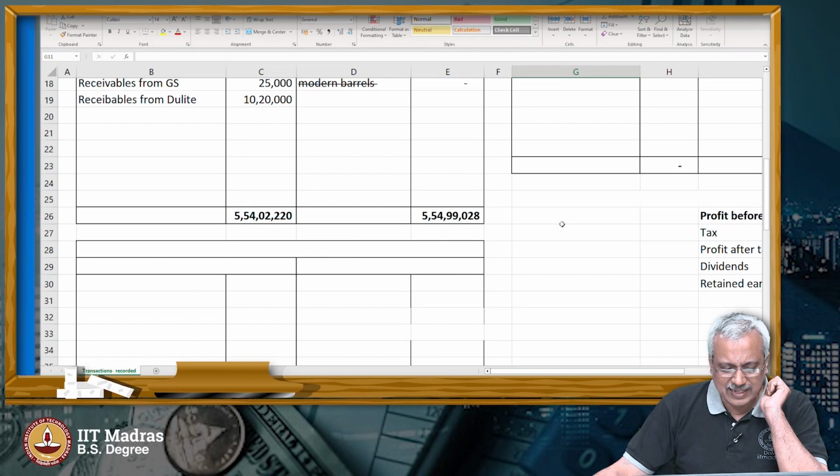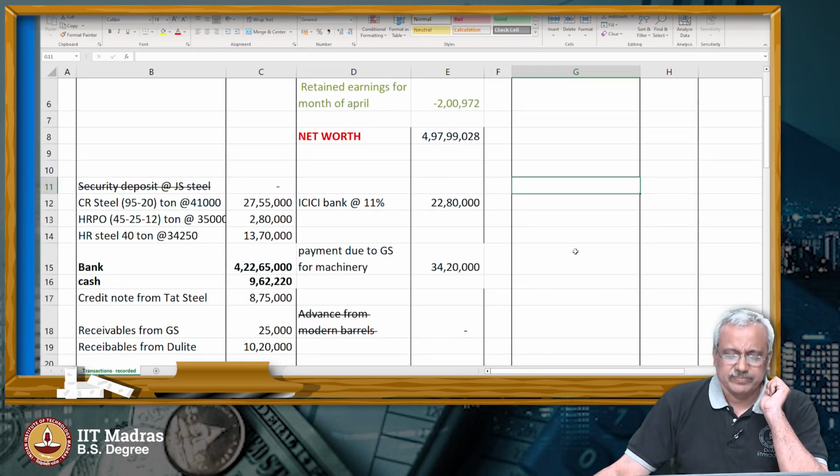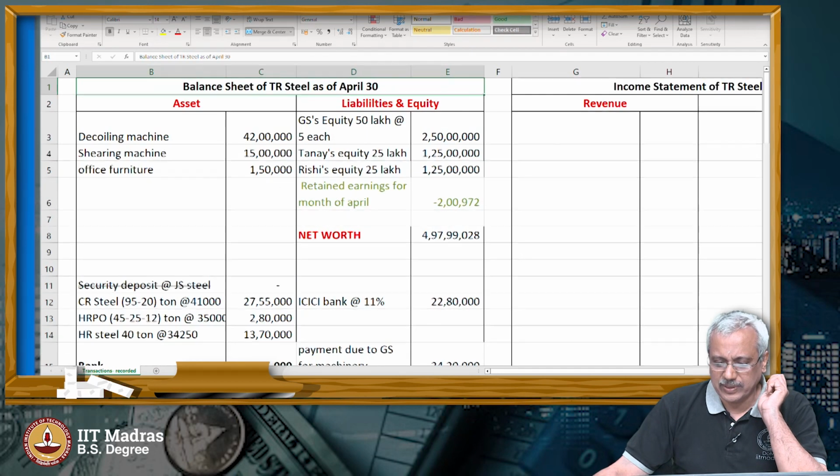Now you might say, sir, balance sheet is not balancing. Don't worry about it. That is purely because many of the cells I had coded. I will just redo it, and it will balance perfectly.